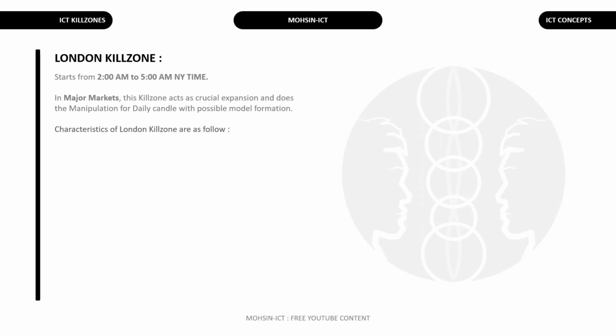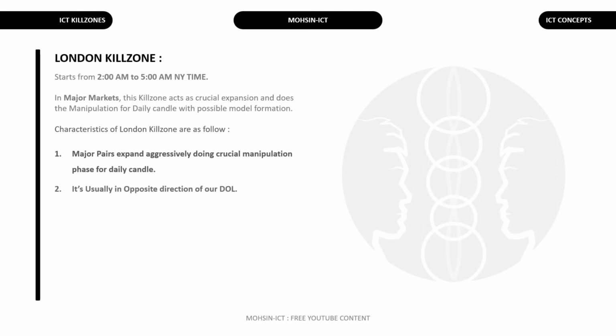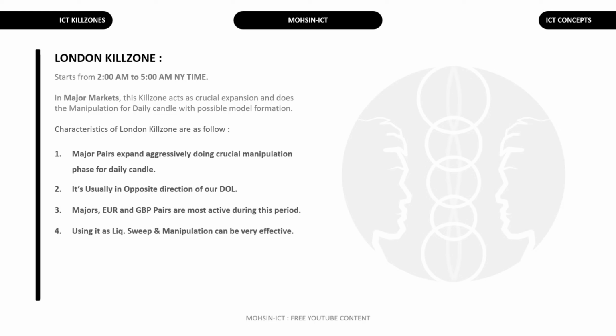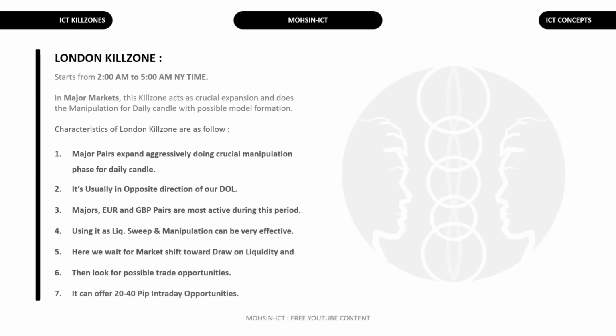Now the characteristics of the London Killzone are as follows. Major pairs expand aggressively during a crucial manipulation phase for the daily candle. It's usually in the opposite direction of our draw on liquidity. Majors such as Euro and GBP pairs are most active during this period. Using it as a liquidity sweep and manipulation can be very effective and can give us a complete model based on these two facts. Here we wait for the market to shift toward the draw on liquidity and then look for possible trade opportunities. It can offer 20 to 40 pip intraday opportunities in normal market conditions when we don't have any high impact news filter.